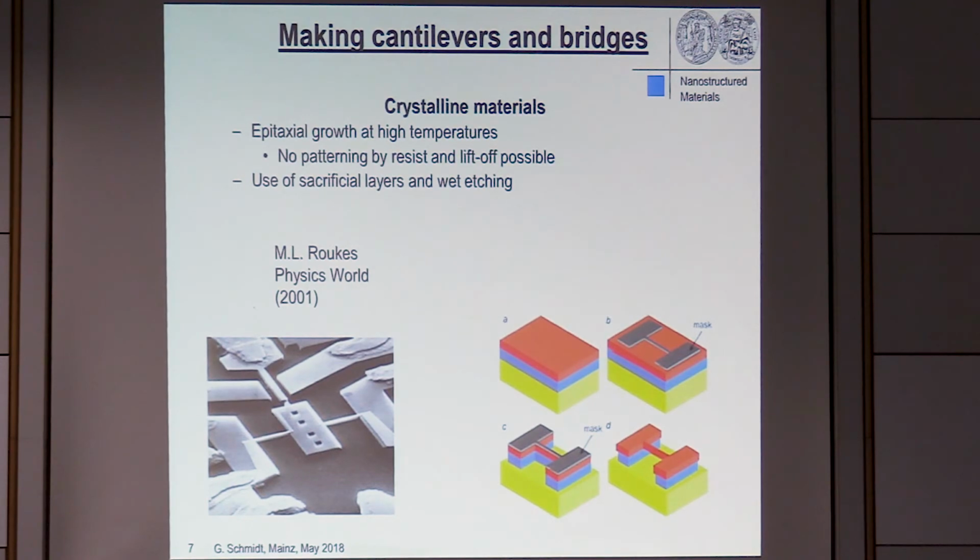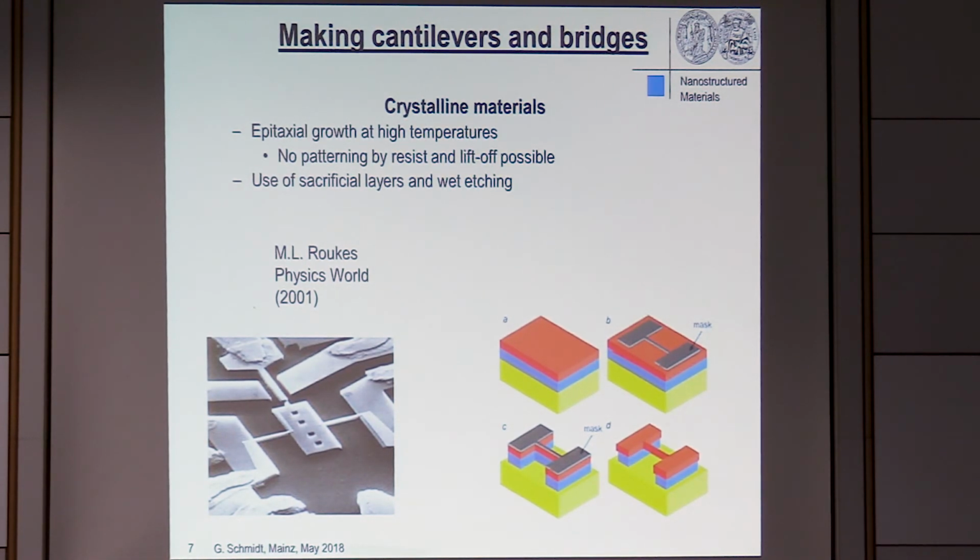And for crystalline materials, the typical approach is as follows. You have to grow these materials normally at high temperatures to get good quality. And that means you cannot use resist-based lift-off processes because resists normally cannot stand high temperatures. So you normally go, in this case, towards sacrificial layers and wet chemical etching.